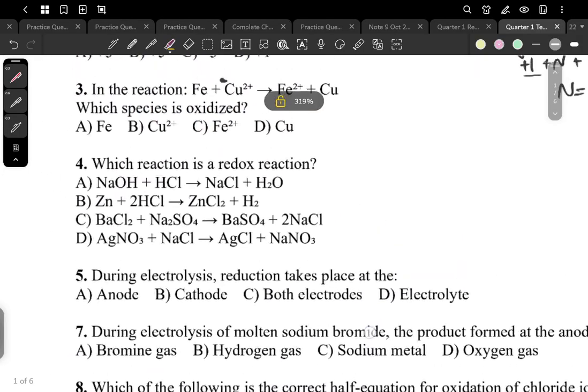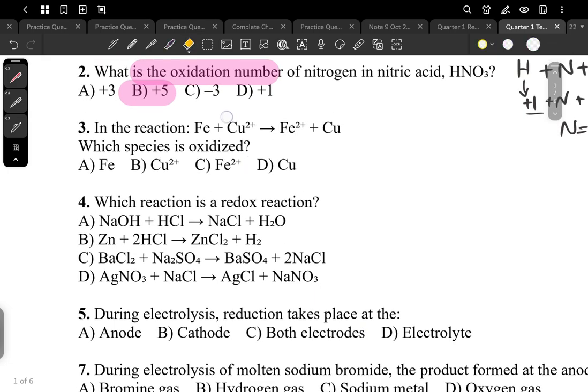Third question, in the reaction iron reacts with copper ion, it produces iron and copper. The question asks which species is oxidized. If you are asked which is oxidized, which is reduced, which is the oxidizing agent, or which is the reducing agent, guys, I'm telling you, always choose one of the reactants. Don't choose from the products. If one is reduced, the other is oxidized. We choose from both of these reactants. That's the first part you should focus on.